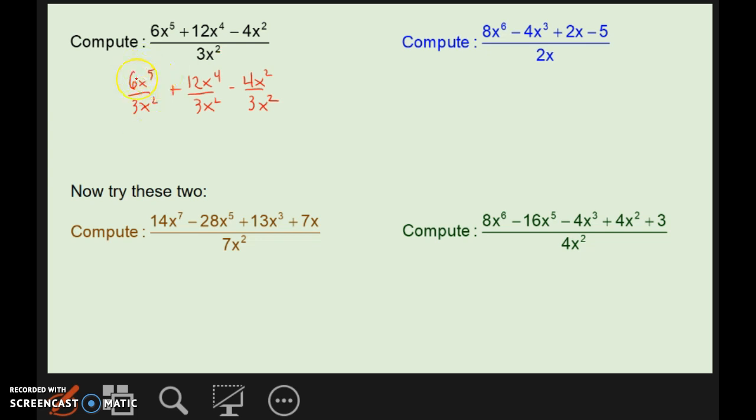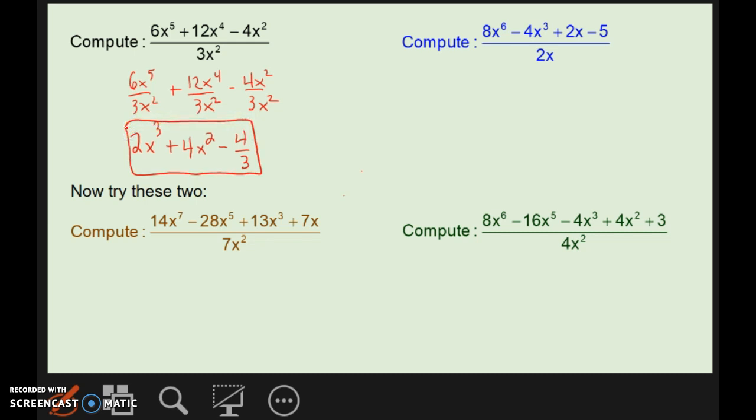But when I simplify that, 6 divided by 3 would give me 2. And then the x to the 5th and the x squared: there's 5 x's up here, 2 down there. So in the end result, when I cancel them out, I'll have 3 left over. So it's 2x to the 3rd for that first term. Similarly, our second term is going to be 4x squared. And our last term, the x squared cancels, but the fraction does not, and I'm going to be left with 4 over 3. So there's really no other simplification I can do. That's my final answer.